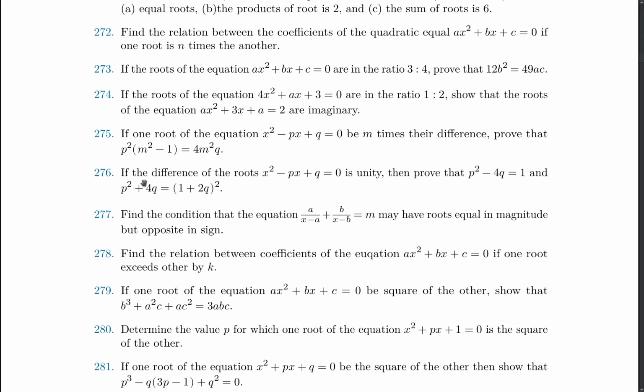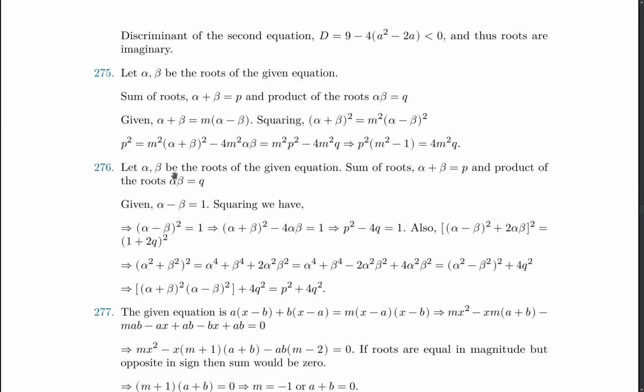Question 276 says that if the difference of the roots of x square minus px plus q is equal to 0 is unity, prove that p square minus 4q is equal to 1 and p square plus 4q is equal to 1 plus 2q whole square. So we let alpha beta be the roots, then the sum of the roots would be p and the product of roots would be q. Given that the difference of the roots is 1, alpha minus beta is equal to 1. So we square this, it becomes alpha plus beta whole square minus 4 alpha beta is equal to 1. That is p square minus 4q is equal to 1.